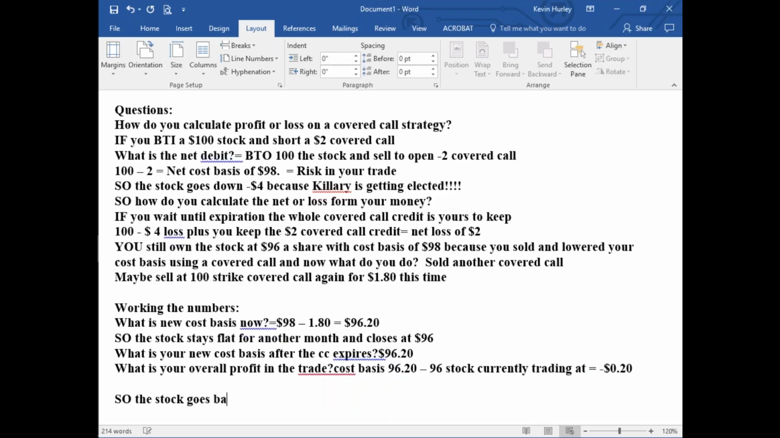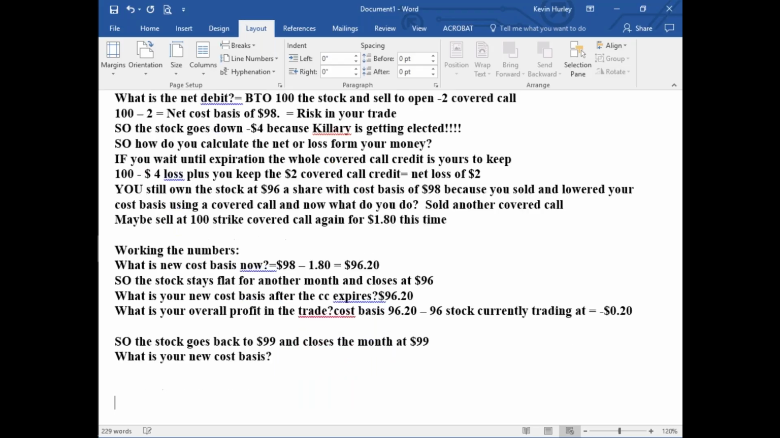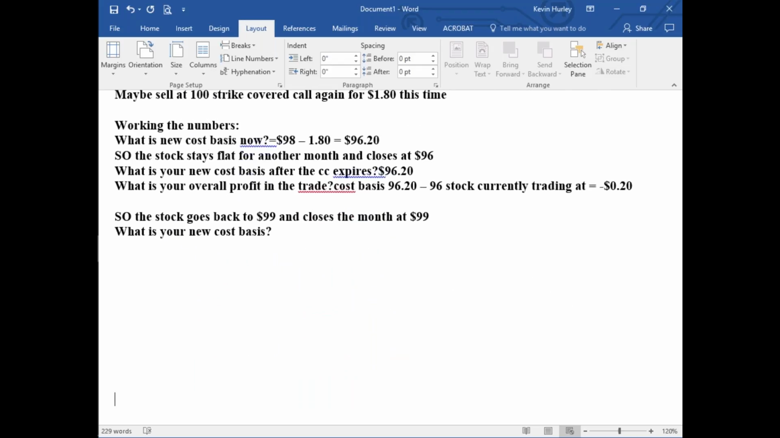So the stock goes back to $99 and closes the month at 99. What is your new cost basis? What is your new cost basis on your stock if it trades at 99?